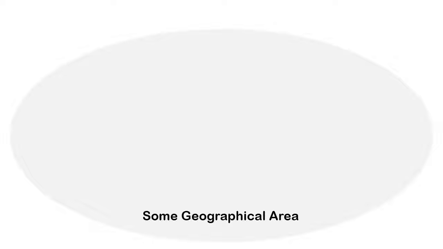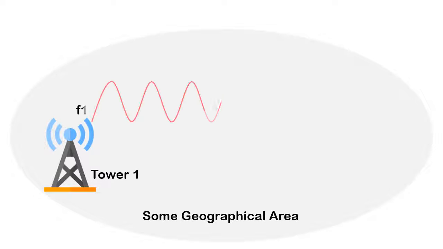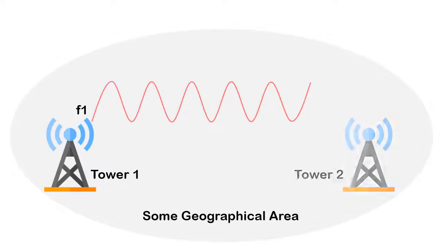Let's say we have some geographical area, and we are talking about a relatively large area which houses at least more than one mobile phone tower. Say we have tower 1 and tower 2, and both are operating at the same frequency, which is F1. If that is the case, then their frequencies will turn out to be noise for each other, and they might even end up cancelling each other's signals out, and that's not what we want.